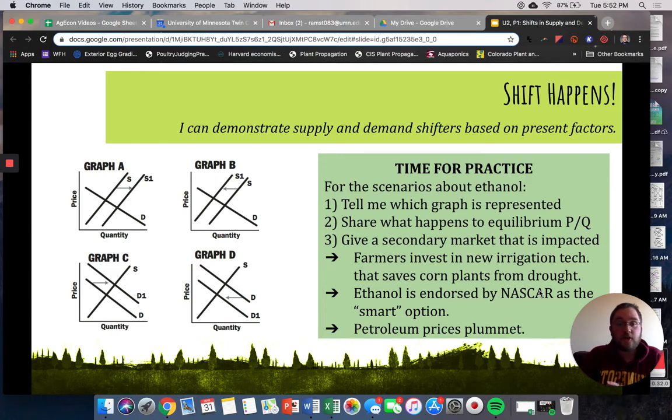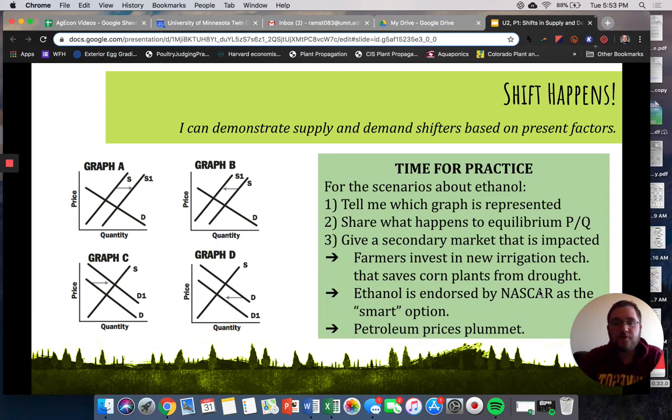Now definitely on your own. Again, all of these events are independent. I want you to look at these three. First, farmers invest in new irrigation technology that saves the corn plants from drought. Second, ethanol is endorsed by NASCAR as the smart option. And third, petroleum prices plummet. Okay, so again, remember, ethanol is a corn-based product. Okay, so that should give you enough information for what you need to know to be successful here.